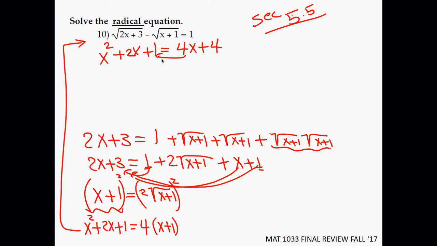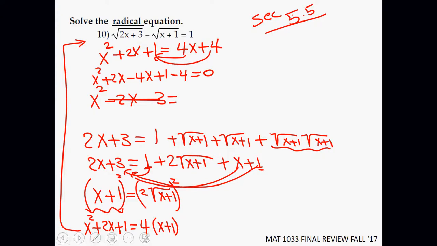And if I combine like terms by moving this one here and this one here also, you get x squared plus 2x minus 4x plus 1 minus 4 equals 0. Combine like terms, we get x squared minus 2x minus 3 equals 0. So this one would become x squared minus 2x minus 3 equals 0.